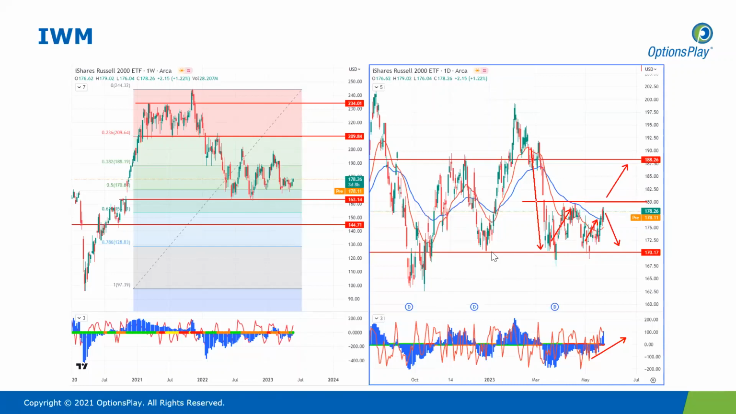But either way, we are still seeing that underperformance in small caps persist relative to large cap names. And I think large cap names is really where you want to be exposed, as opposed to small caps.